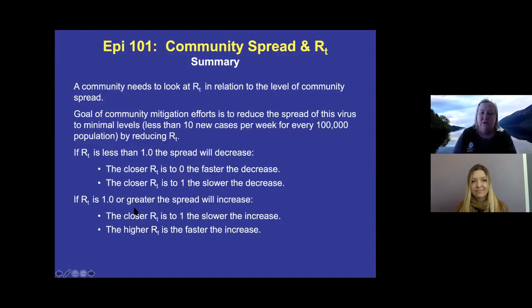So in summary, a community really needs to look at RT in relation to, or in combination with, the level of community spread. And the goal of the mitigation efforts is really to reduce the spread of the virus to minimal levels by reducing that RT. And if RT is less than 1, the spread will decrease much faster the closer RT is to 0. And the closer RT is to 1, the slower that decrease will be.